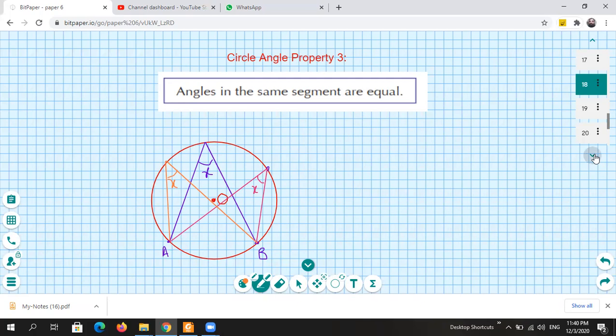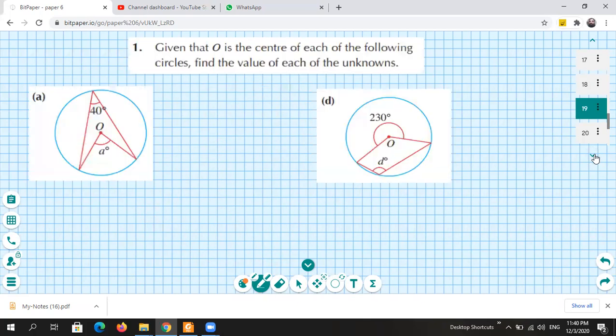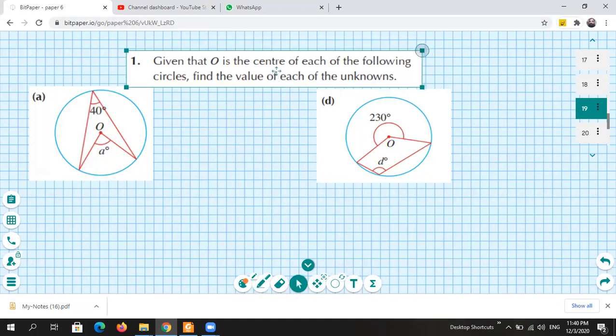Now, as we have studied three properties regarding angles, we will use these properties in questions of exercise 13B.